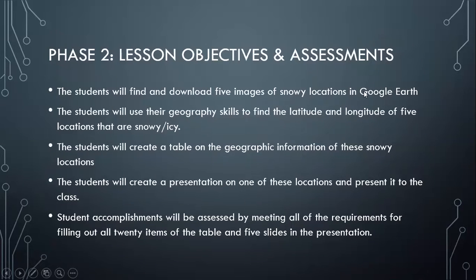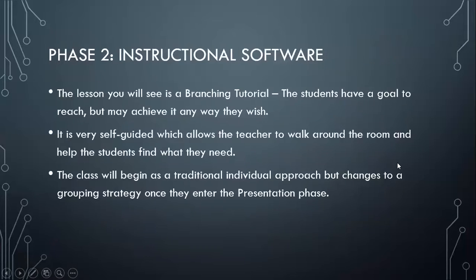So first, they're going to download 5 images of snowy locations on Google Earth by taking a screenshot of it, pasting into the table. They're going to need to use their geography skills to find the latitude and longitude of 5 locations that are snowy or icy. And those will also go on the table. Then they will have to create this table themselves based on the geographic location. The students will then create a presentation on these locations and present it. So those are my objectives. And then here's how I'm going to assess it, like I said: the filling out of the table and the presentation.